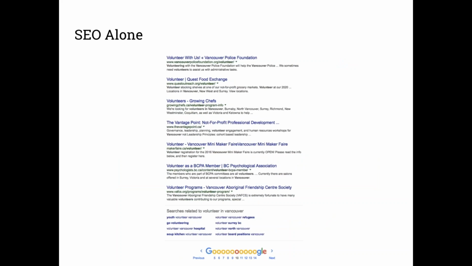And this is what an SEO strategy without the Google Ad Grant looks like. It doesn't show up. You don't see it in the top positions on the page. And oh, by the way, this is page 10 on Google when you put in volunteer in Vancouver. So in the PPC, we showed up in the 3rd position, and in the SEO alone without that, we're not even in the first 10 pages.